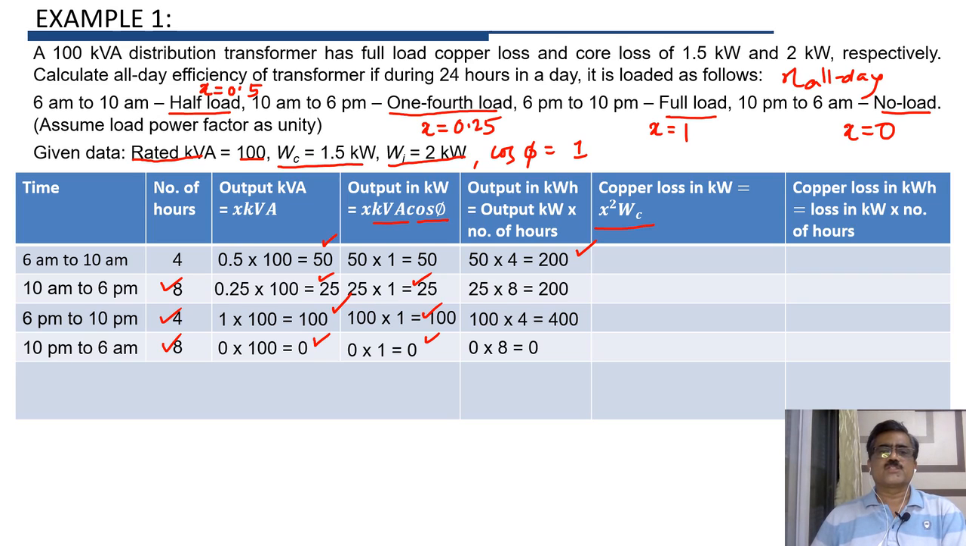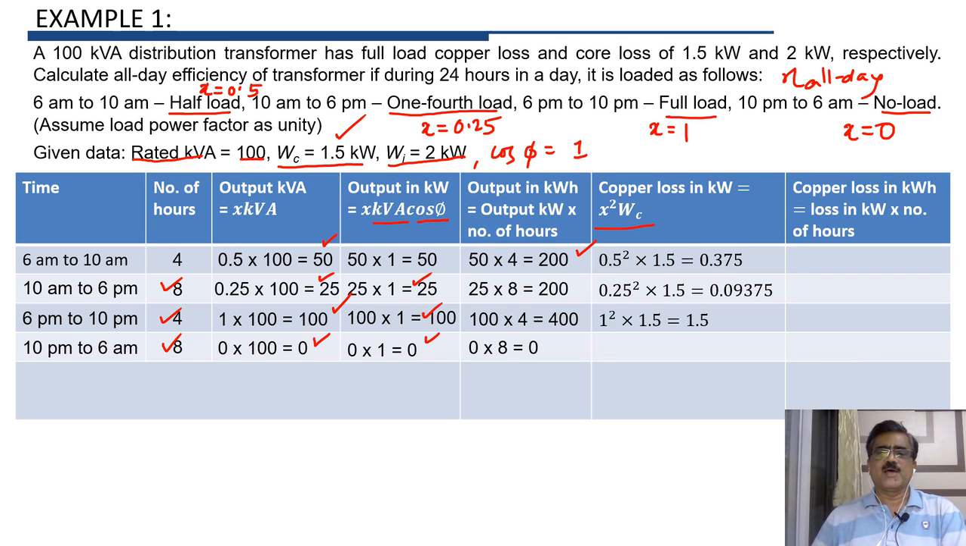Here for the first slot, X is equal to 0.5. So 0.5 square into WC. WC is given as 1.5 kilowatt. So in the first slot it is 0.5 square into 1.5. If you solve this, it is 0.375. Then in the next slot X is 0.25. So 0.25 square into WC, that is 1.5, it is 0.09375.